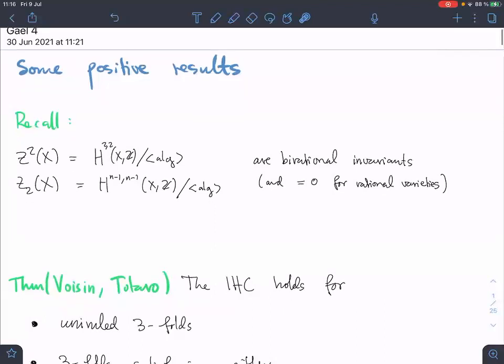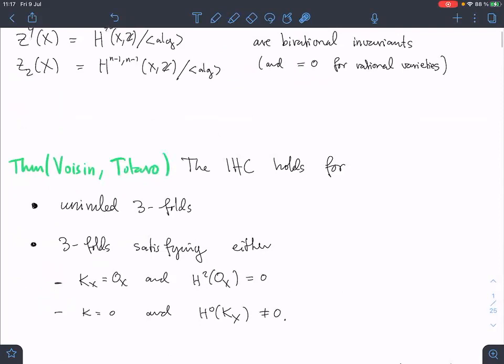Okay, so just recall, we define these two groups. C4, I guess it should be 4 here, is the space of integral Hodge classes modulo the algebraic classes. And C subscript 2 would be the curve classes, so degree 2n minus 2 classes modulo algebraic classes. And these are birational invariants. So we saw some positive results already.